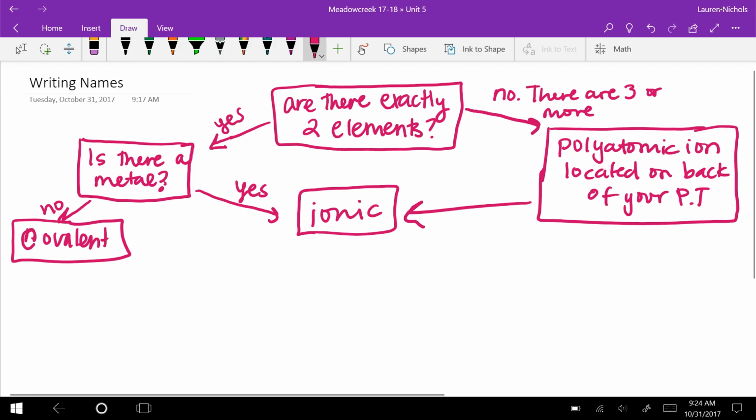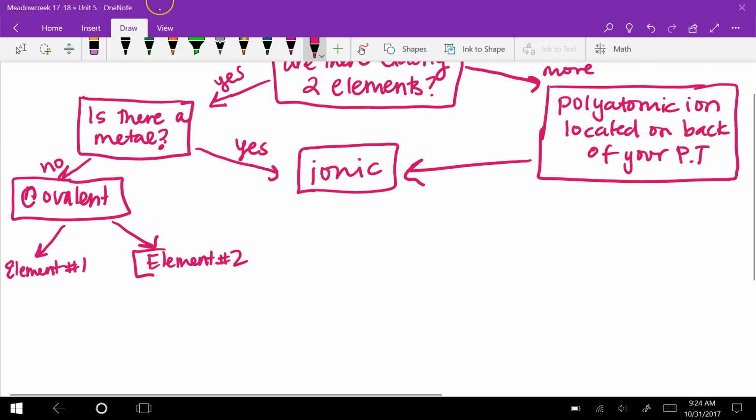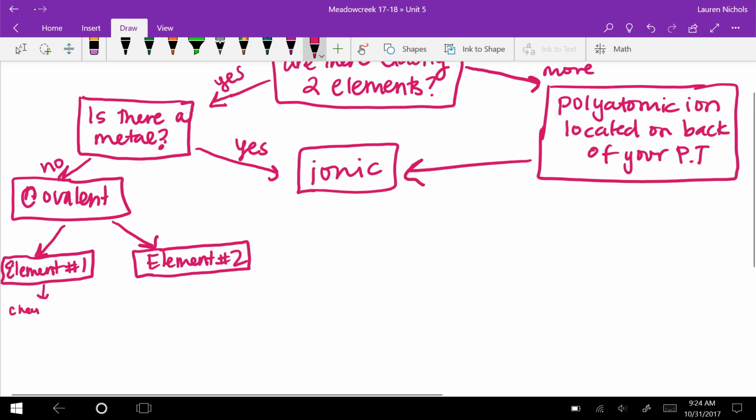With covalent compounds, the compound breaks down into element number 1 and element number 2. The way they're listed in the formula is also the way they're going to be written in their name. So for element number 1, what you do is you change the subscript into a prefix.